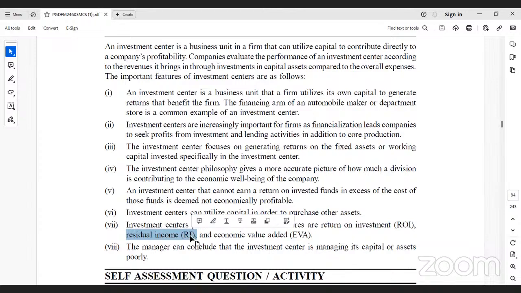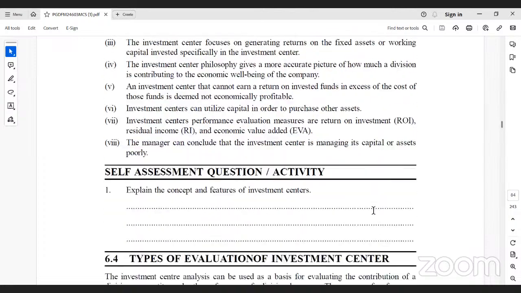So we are going to discuss what residual income is, how it is different from return on investment, and also economic value added. There are three measures to evaluate an investment center, so that the manager can conclude that the investment center is managing its capital or its assets properly.